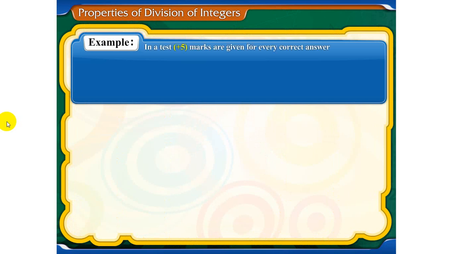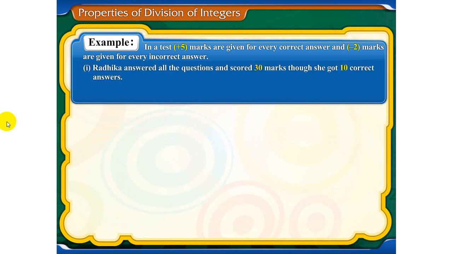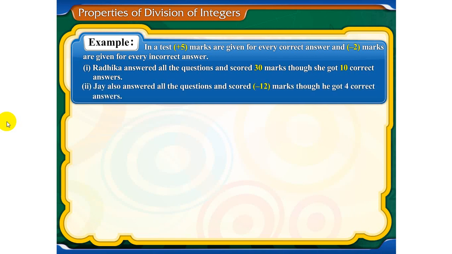Example. In a test, plus 5 marks are given for every correct answer, and minus 2 marks are given for every incorrect answer. 1. Radhika answered all the questions and scored 30 marks, though she got 10 correct answers. 2. Jay also answered all the questions and scored minus 12 marks, though he got 4 correct answers. How many incorrect answers had they attempted?